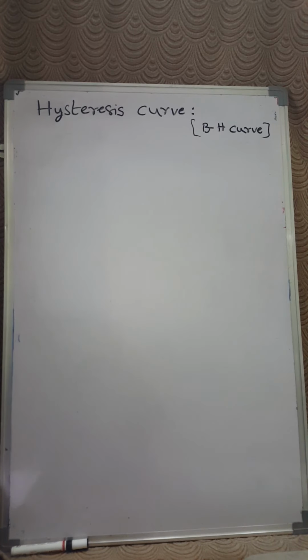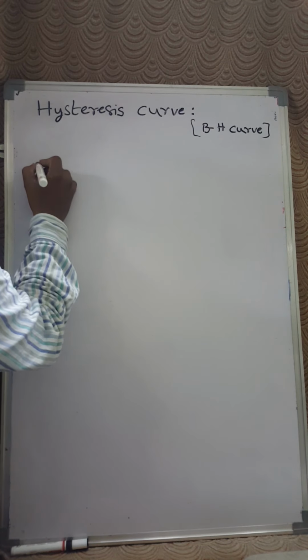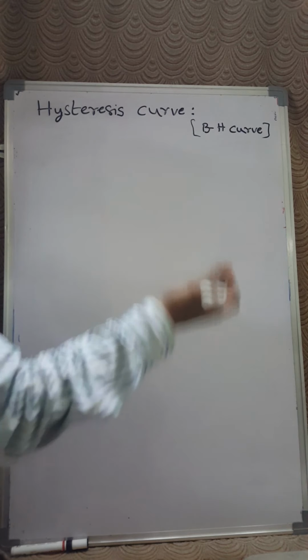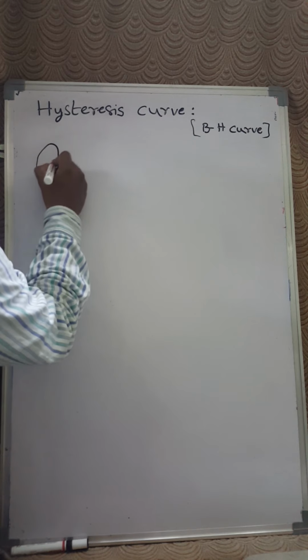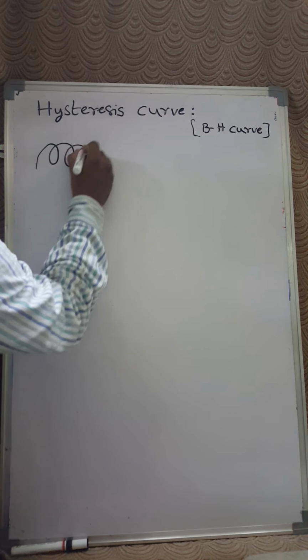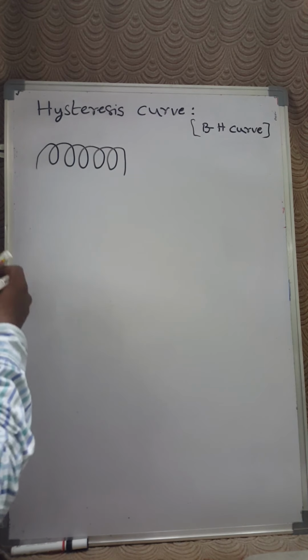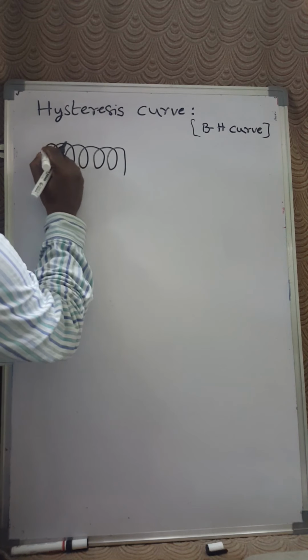Now we are going to discuss the hysteresis curve for a ferromagnetic material. First we are going to discuss how the material behaves with respect to the applied magnetic field. Let us take a solenoid. Put some specimen in it, that means some iron rod, a ferromagnetic material.